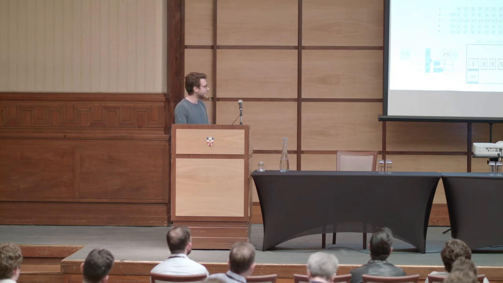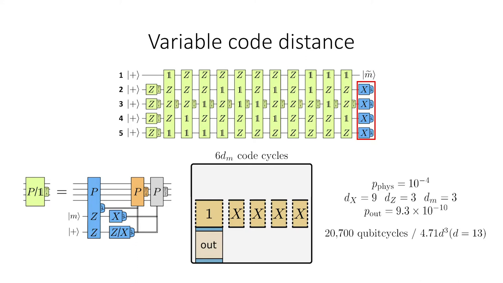What I do is I just go through the circuit and I apply single qubit Pauli errors, and every time I apply a gate, there's a probability that I'll have a Pauli error or a Clifford error, and these probabilities depend on the code distances. So these numbers that I'm going to show you, take them for what they are. They're just some rough estimate.